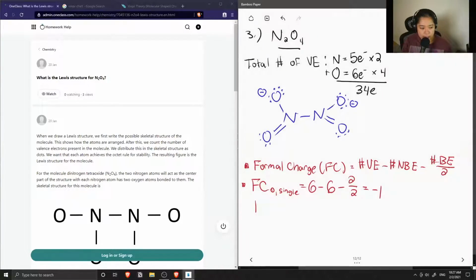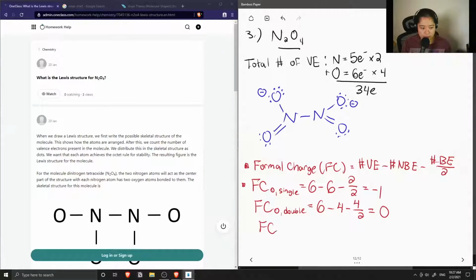And let's also calculate the formal charge of a double bonded oxygen. So again, there are 6 valence electrons, and this time we have 4 non-bonding electrons. And since there's a double bond, we have 4 bonding electrons divided by 2. So each of the double bonded oxygens have a formal charge of 0.